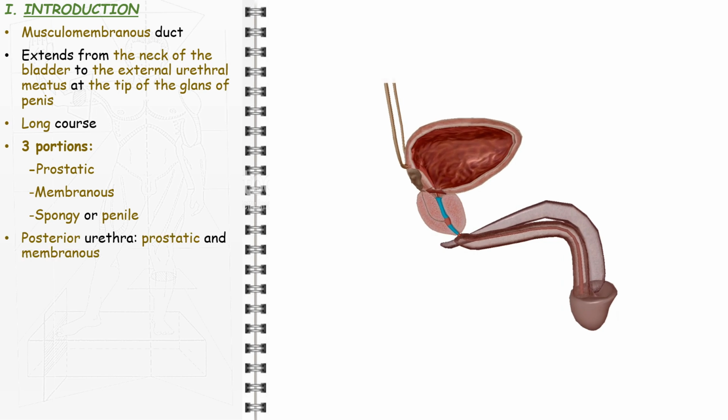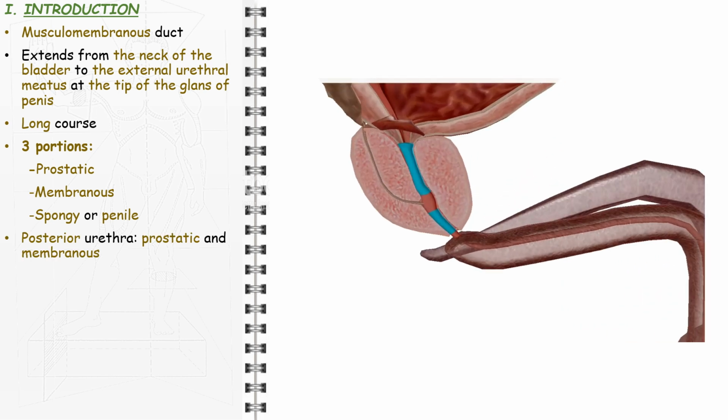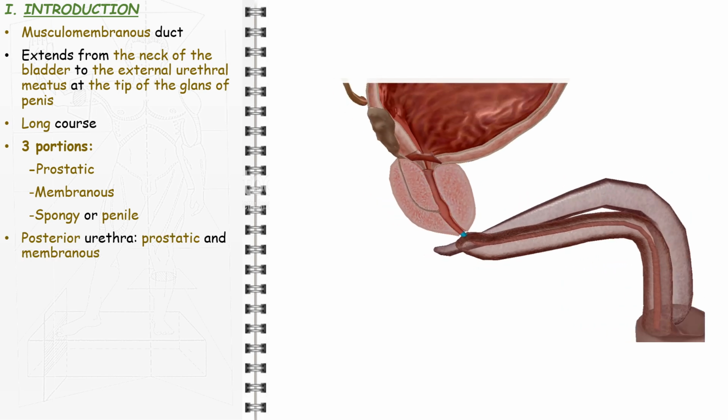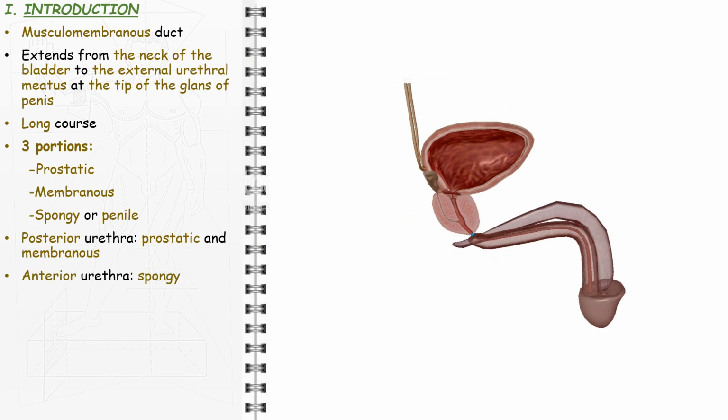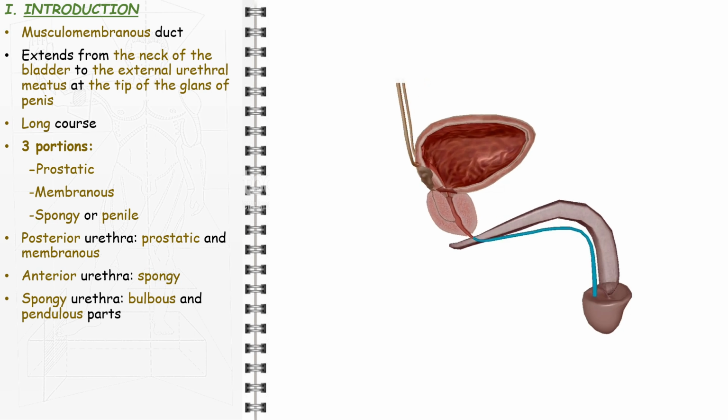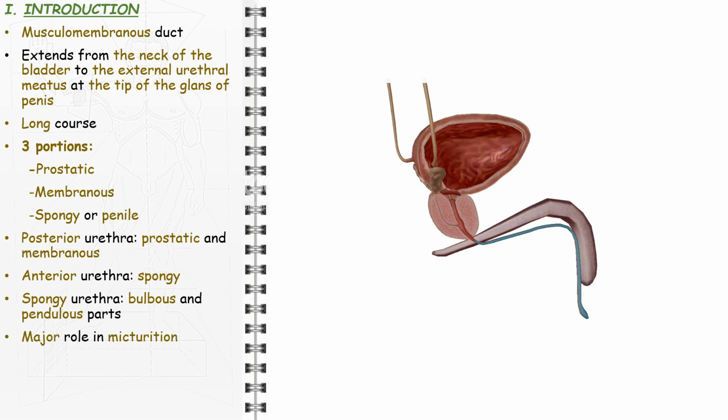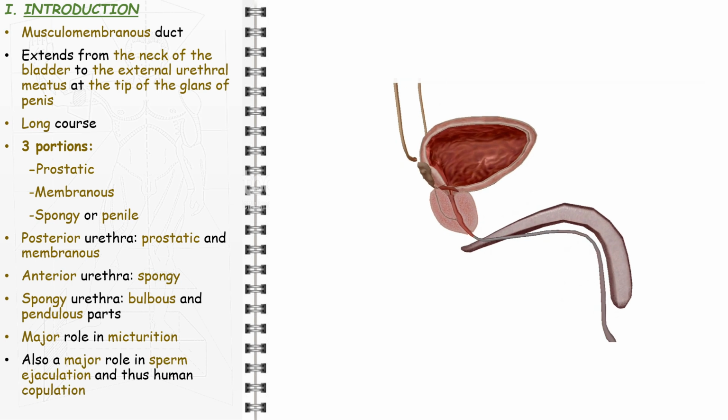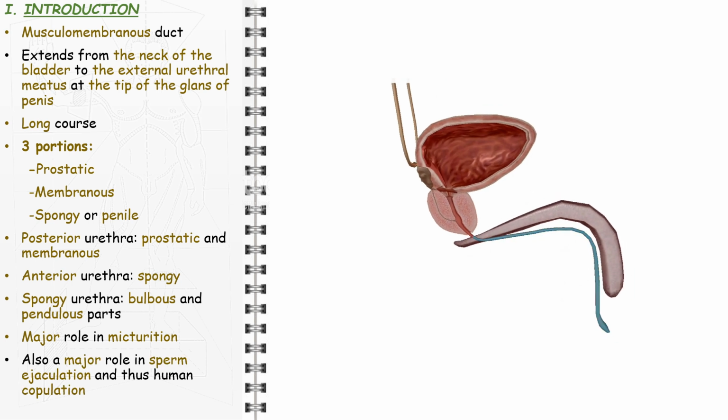Terminologically, the posterior urethra stands for the prostatic and membranous urethra, and the anterior stands for the spongy urethra. The latter can be divided into a bulbous, more fixed part and a pendulous part. The male urethra, unlike the female, has not only a major role in micturition, but also a major role in sperm ejaculation and thus human copulation.